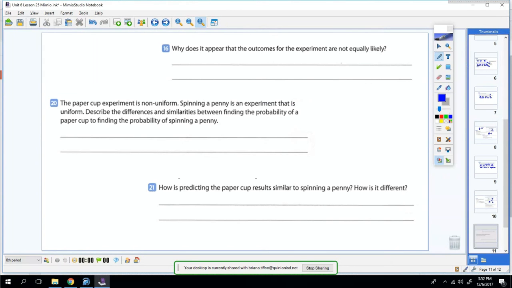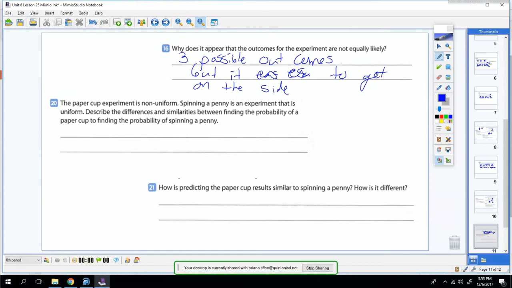Why does it appear the outcomes for the experiment are not equally likely? It is because there are 3 possible outcomes, but it's easier to get on the side. Sorry, I can't spell easier, it's the end of the day. It's easier to get on the side of a cup than on the top or on the bottom because the side of a cup has more space.